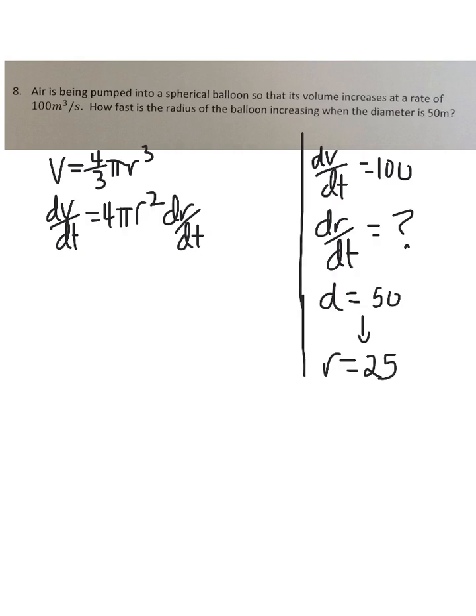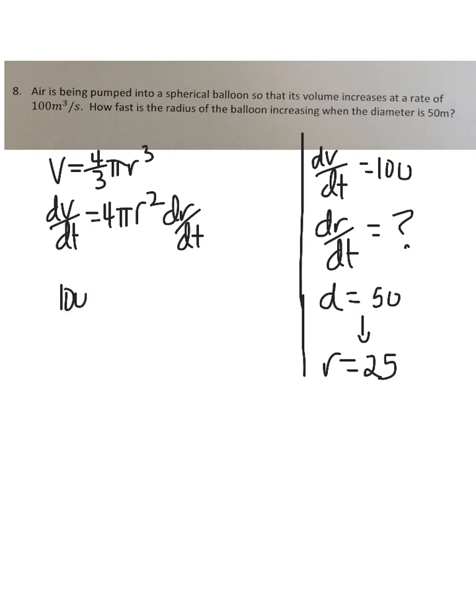Alrighty, we use this same exact formula on number 6 and 7, so this should not be anything new to you. dV/dt is 100 because it says the volume is increasing at a rate of 100. They want to know how fast the radius is increasing, so that's dr/dt. They gave you that the diameter is 50, so we know the radius is 25 because that's a 1 to 2 ratio.